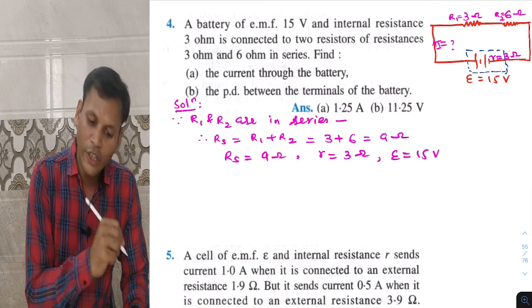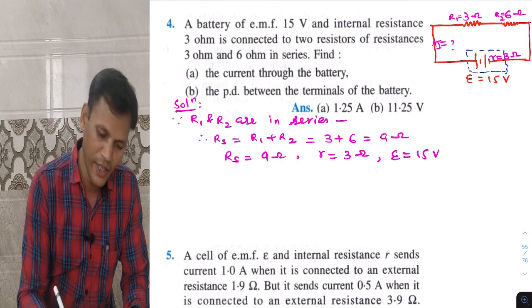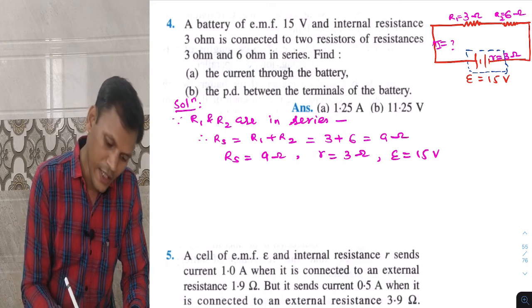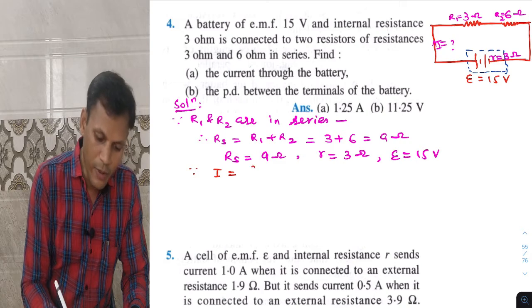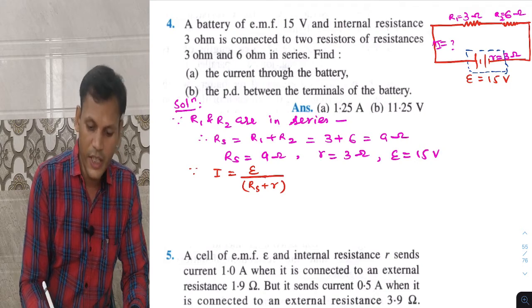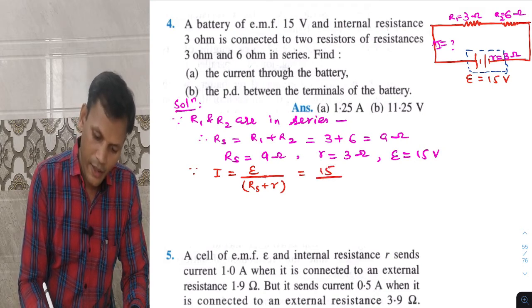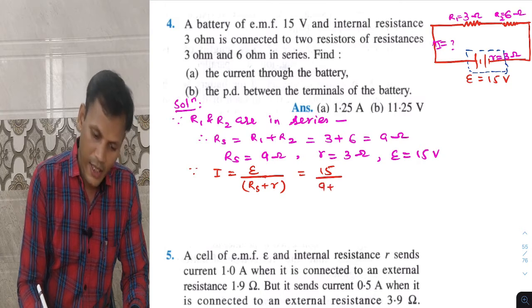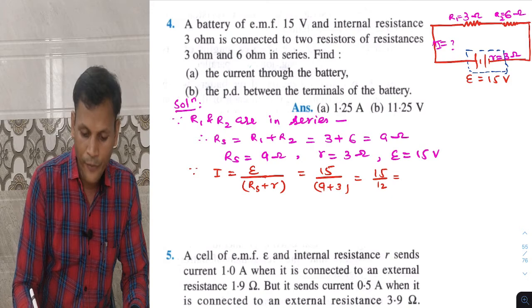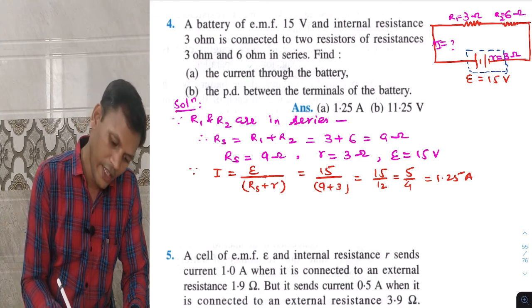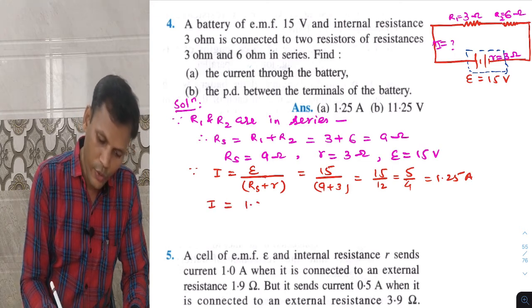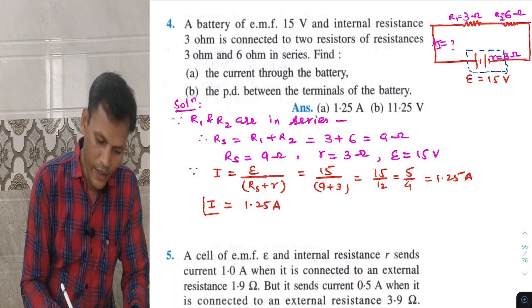First of all, what is the current through the battery? We can find it by the formula: current I is equal to E by RS plus small r, the total resistance. So E is 15 by RS, which is 9, plus the internal resistance 3. So 9 plus 3 is 12. So 15 by 12, the 3 will cancel, so it will be 5 by 4, which is 1.25 ampere. So we get I is equal to 1.25 ampere. This is the final answer.